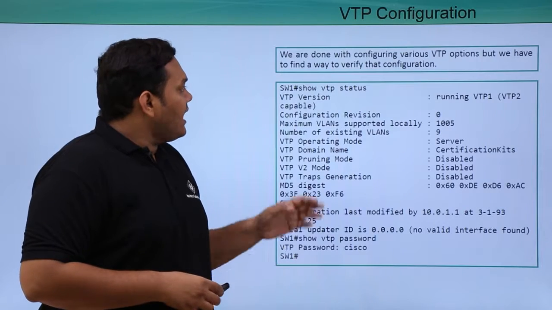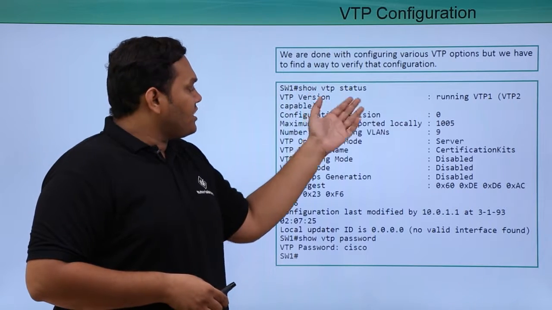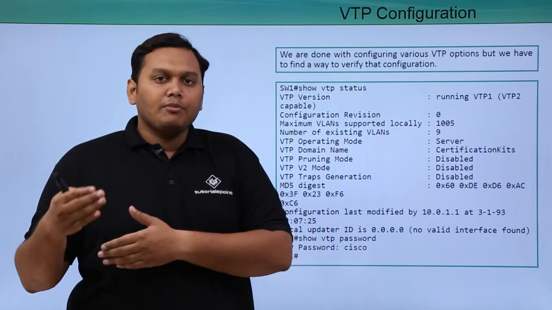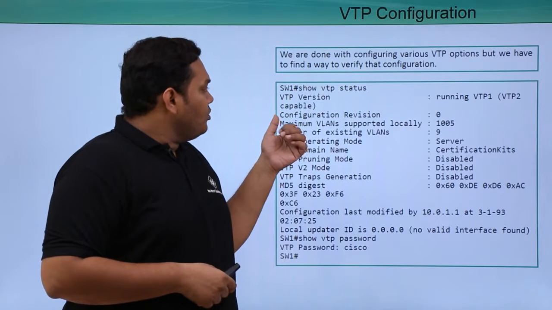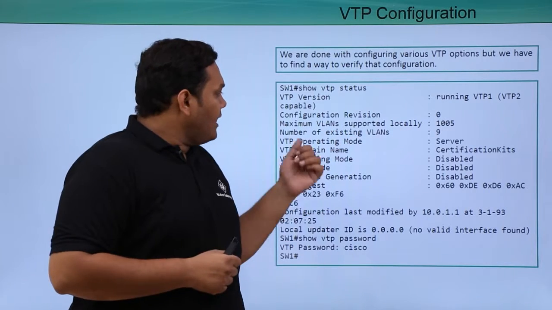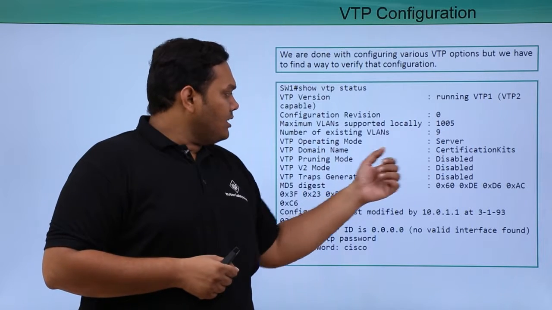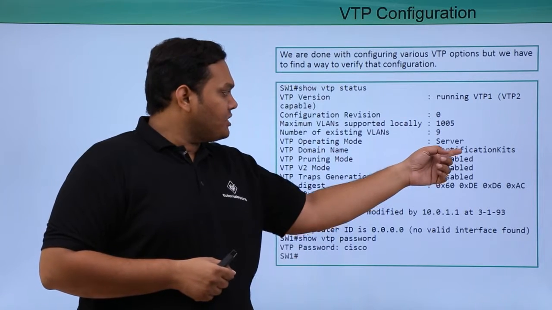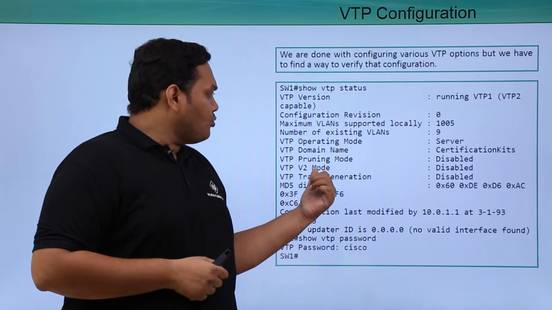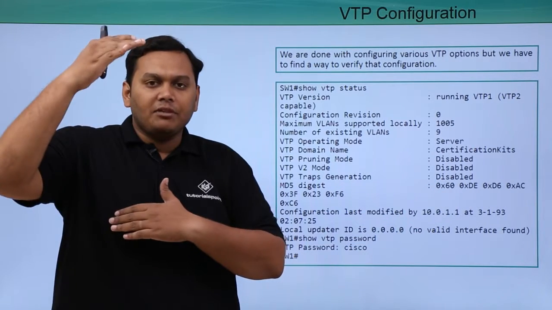Now we will see how we check the VTP status here. Show VTP status gives the VTP version which is running, VTP 1, and it is also capable of VTP 2. The maximum VLANs supported is 1005 and the number of existing VLANs is 9, and the operating mode is server. The name of the VTP domain is certification kits, and you see pruning mode is disabled, VTP V2 mode is disabled and traps generation is disabled here. So, this is about the VTP status.